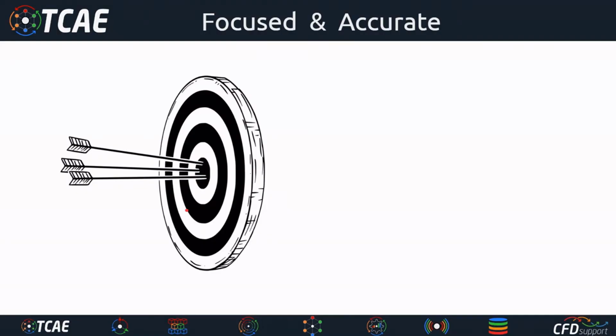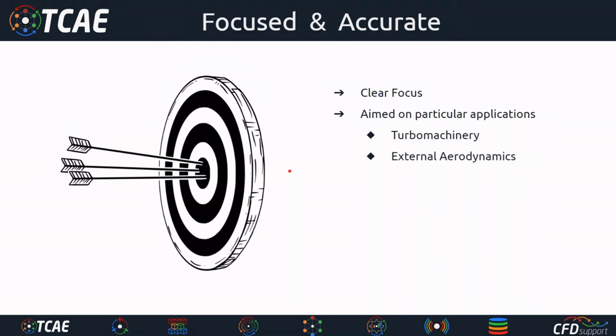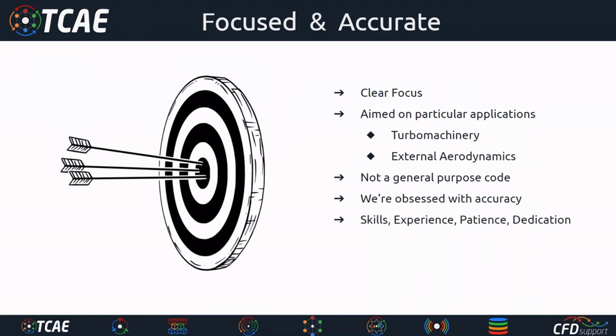Another important principle for us is TCAE is focused on particular simulations, and it's for that reason it's very accurate, because it can be focused on where it's good, and it can be tuned for special applications. So it's aimed at turbomachinery and external aerodynamics. That's a big deal. It's definitely not a general purpose code, and I have to say here at CFD Support we are obsessed with accuracy, and we know after the years that a very successful project is based on skills, experience, patience, and dedication, and not random actions in a rush. So that's another big principle we follow.